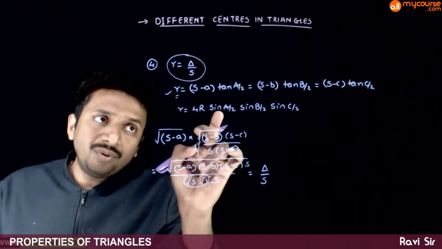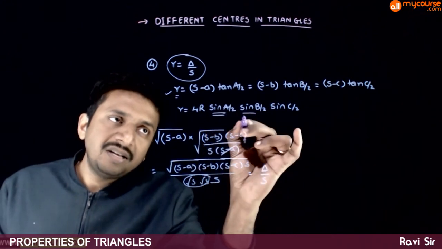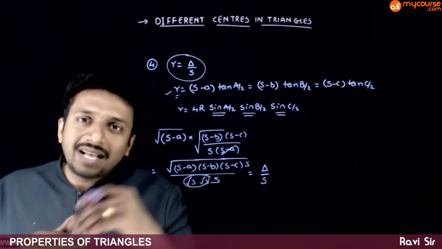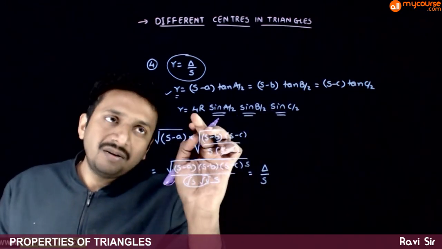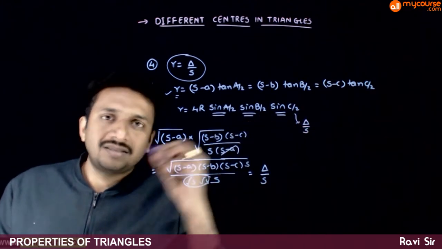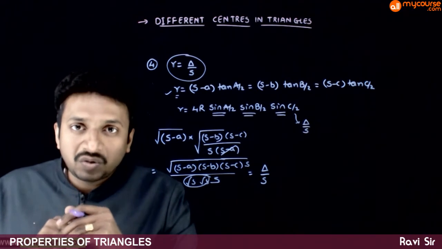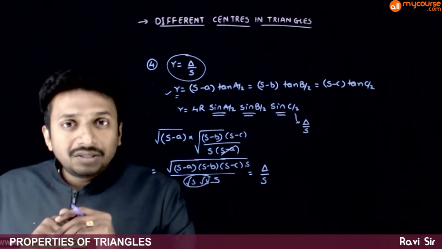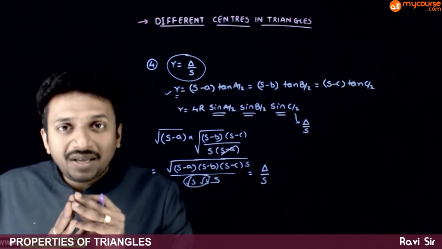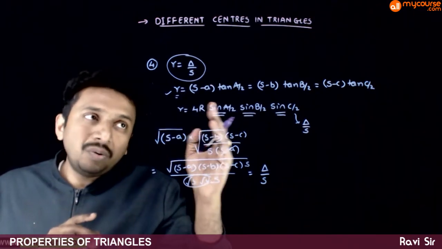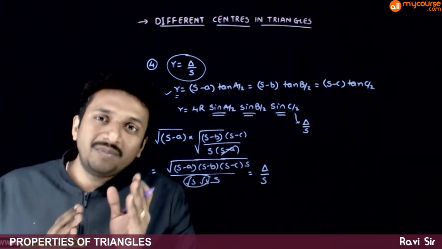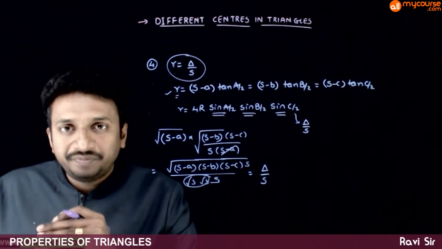And similarly, if you just write the formulas for sine A by 2, sine B by 2 and sine C by 2, you'll see that everything will get cancelled out, and you again get 4R sine A by 2, sine B by 2, sine C by 2 is equal to delta by s. I encourage you to do this derivation by yourself. So the formulas for inradius are three types: delta by s, or (s minus a) tan A by 2, or (s minus b) tan B by 2, or (s minus c) tan C by 2, or 4R sine A by 2, sine B by 2, sine C by 2.